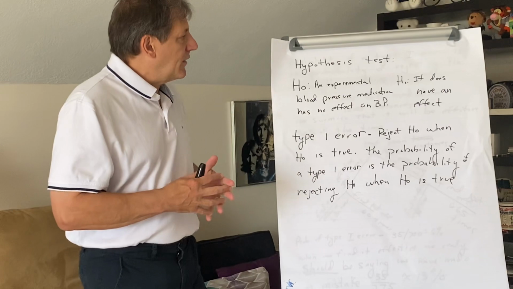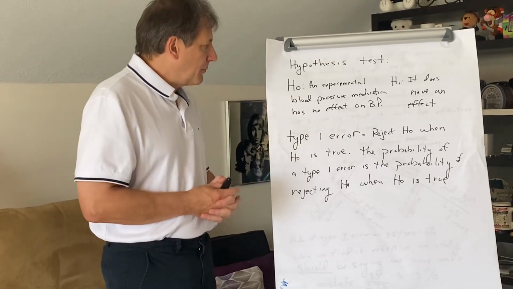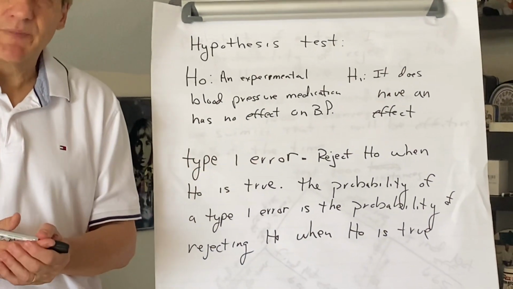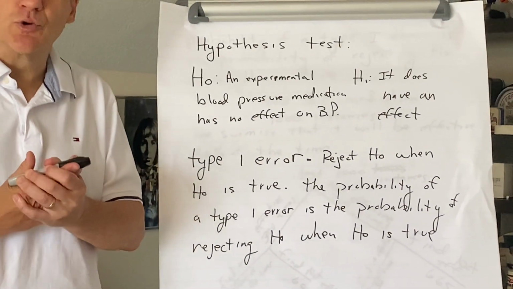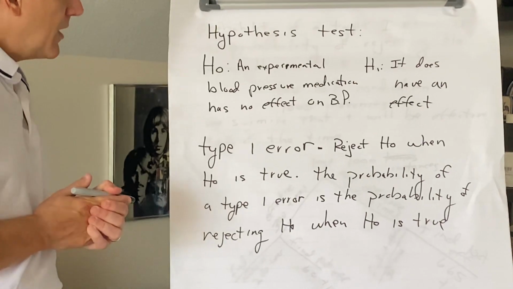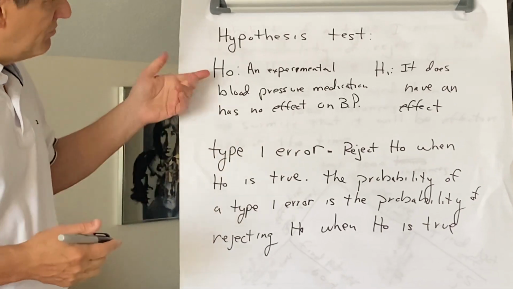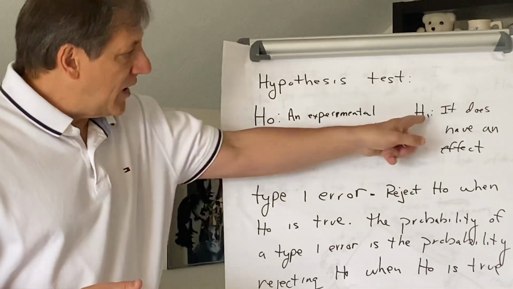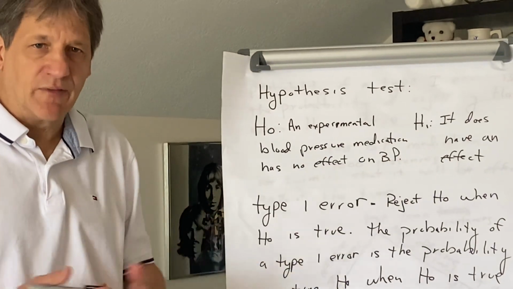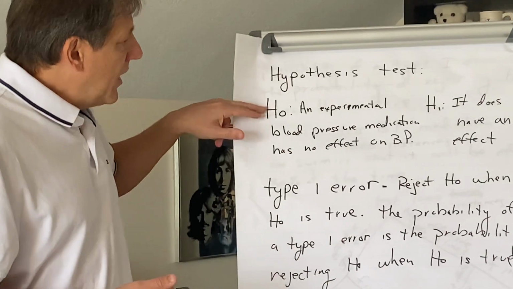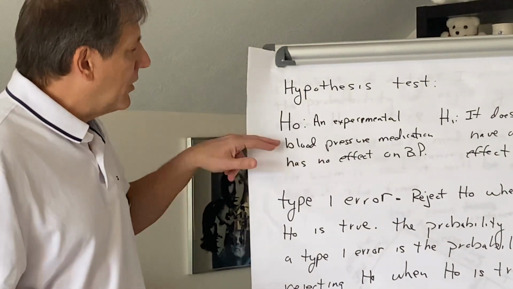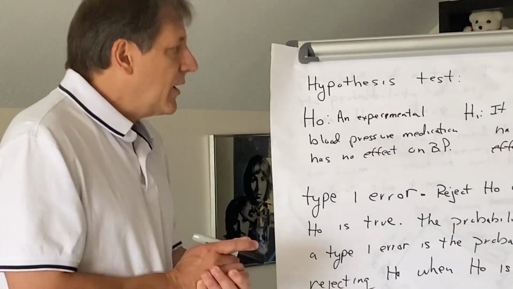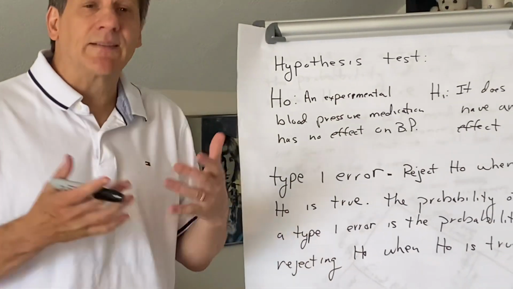Let's first define a hypothesis test. A hypothesis test is where we conduct a test and we try to prove something, okay? Generally, they're set up with something called H sub 0, which is a null hypothesis, and H sub 1, which is an alternative hypothesis. So for example, H sub 0 might be an experimental blood pressure medication has no effect on blood pressure. H sub 1 is that it does have an effect.